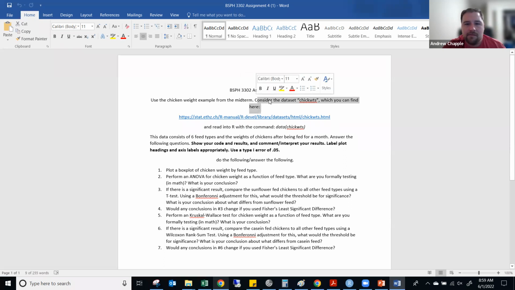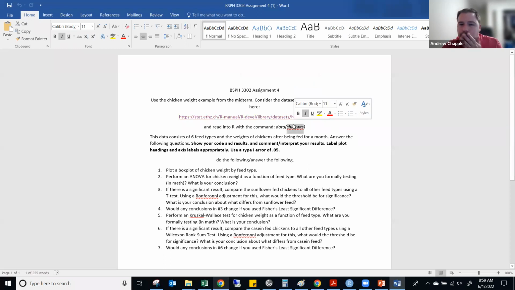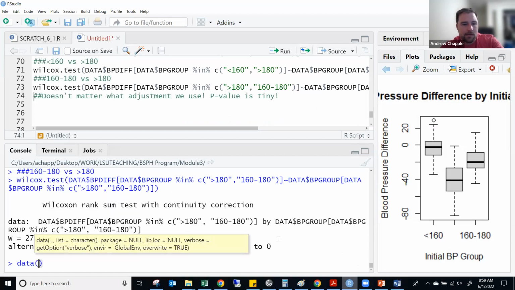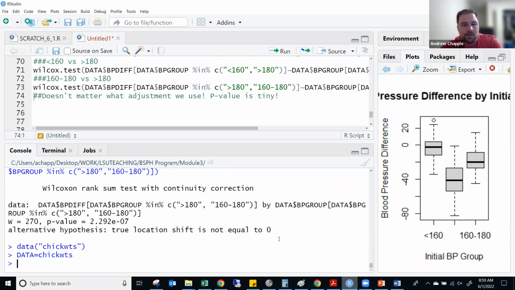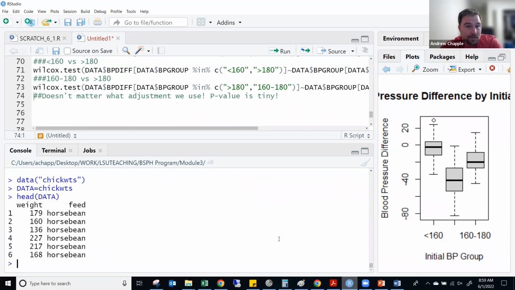So this is the data set you want. You can use R using the command data chickwts, and then that'll give you the data set. The data set consists of 6 feed types and the weights of chicken after being fed for a month. So let's just go to R and I'll just show you. I could say data chickwts. So now I have this data set, and if I want to define it as capital data, I can say chickwts like this. So here I have my data, see here I've got weights and I've got the different feeds.